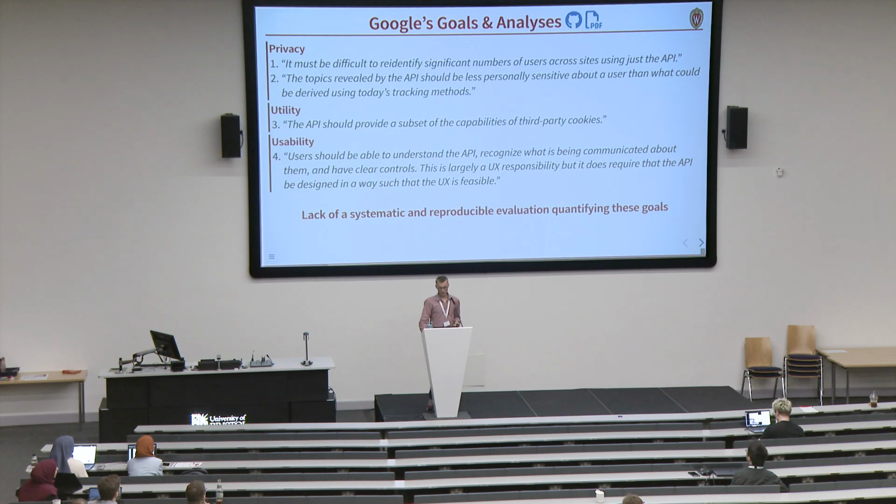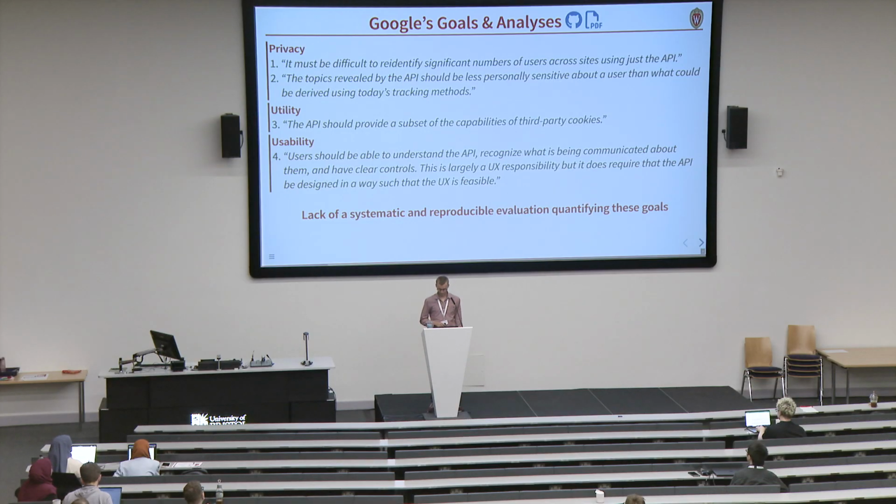Along with the proposal, Google released and stated a few goals, mainly 4, along privacy, utility, and usability. At high level, to sum up those goals, Google claimed that with the Topics API, advertisers and third parties shouldn't be able to track users across websites because third-party cookies are deprecated, while still enabling and retaining some utility for advertisers, and then they mentioned some usability.